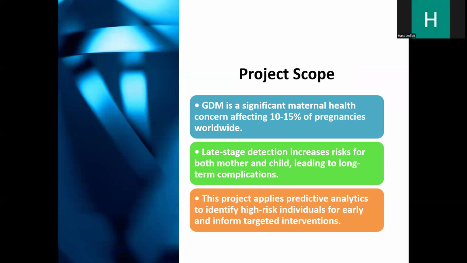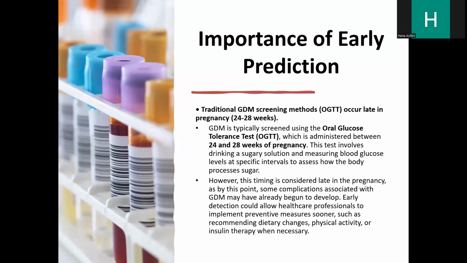The overall project scope: GDM is a significant maternal health concern affecting 10 to 15% of pregnancies worldwide. Late-stage detection increases risk for both mother and child, leading to long-term complications. This project applies predictive analytics to identify high-risk individuals for early and informed targeted interventions. Why is early prediction important?